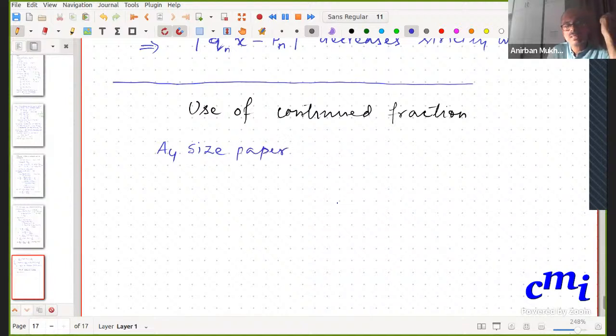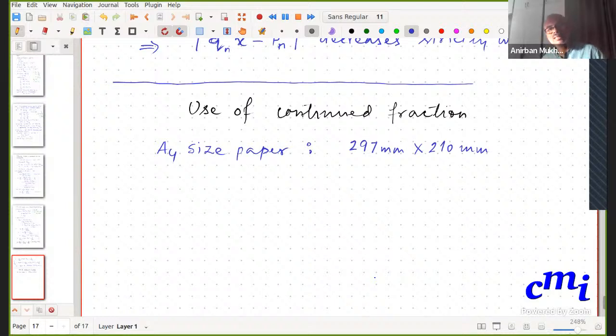So what is A4 size paper? Meaning what are its dimensions? So this is 297 millimeter cross 210 millimeter. So this is a dimension.